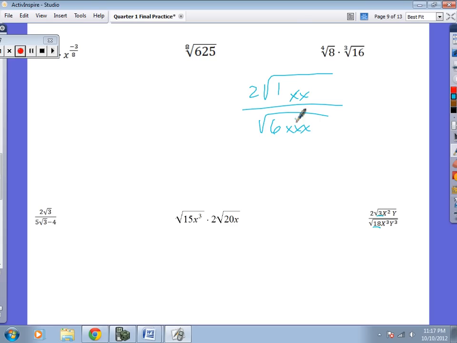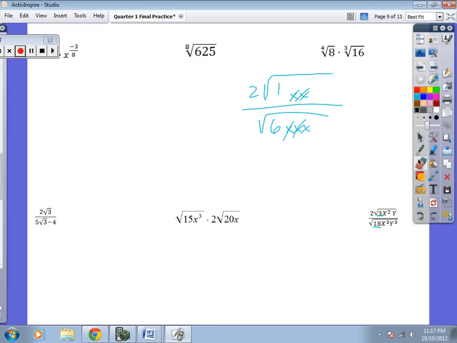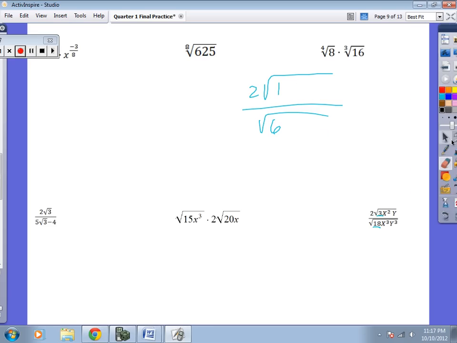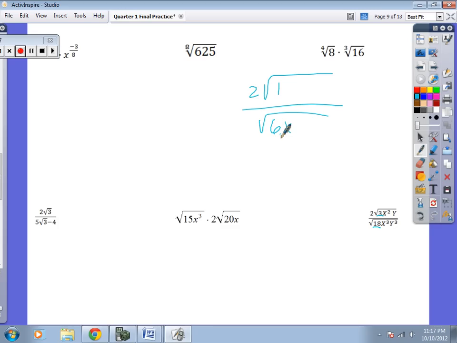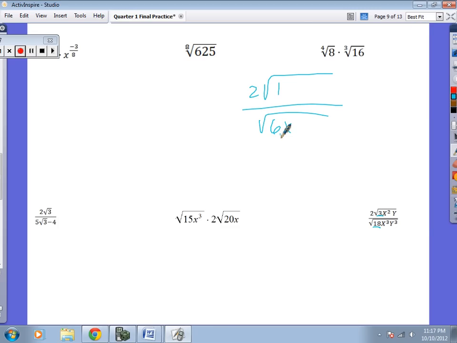this x is going to cancel that x, this x is going to cancel that. So both of those x's on top zero out. And on bottom I'm only going to have 1 x. Okay, now your y's, 1 y on top is going to eliminate 1 y on bottom, so on bottom I'm going to have y squared.